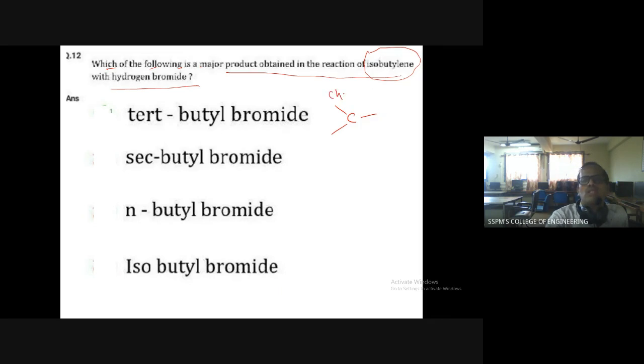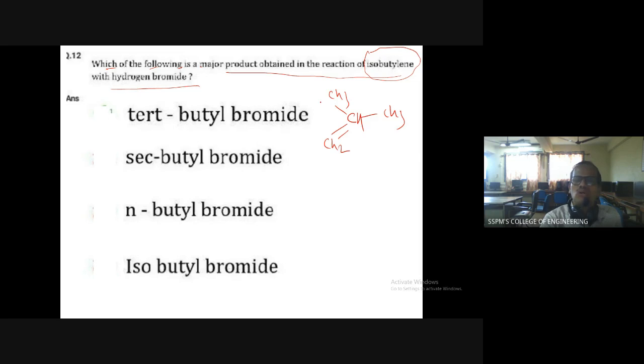Isobutylene. So this is CH3, this is CH3, 1, 2, 3. And this is CH3. So this must be CH. So this is isobutylene, 1, 2, 3, 4. So butene, this is isobutane. We want butylene, so somewhere there is a double bond. So here there is a double bond. Whatever. CH3, CH, CH3 attached to double bond CH2.